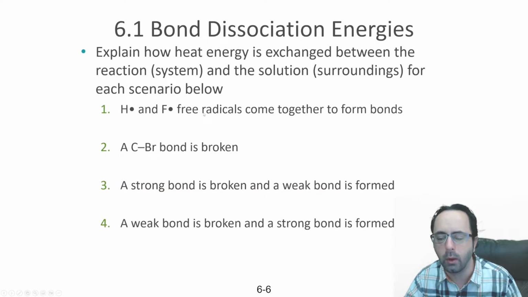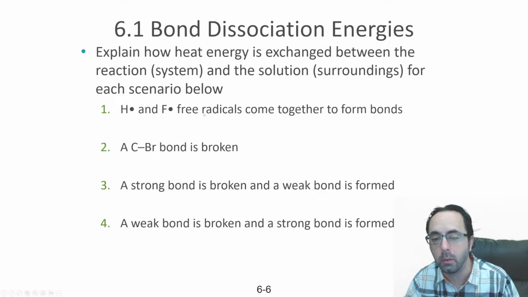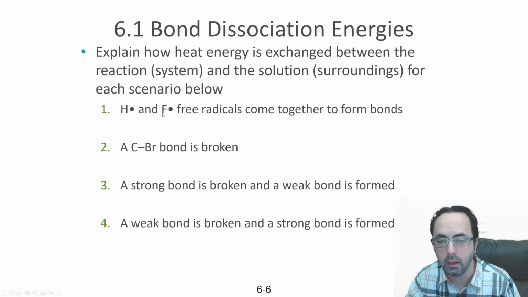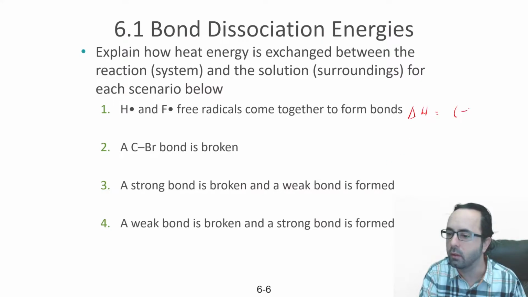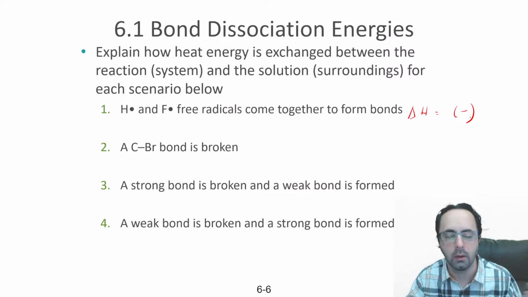But going the opposite way, and those atoms coming together, they will form a new lower energy molecular bonding orbital. Thus, energy will be released. So this is going to be delta H negative. Delta H negative. So negative is exothermic, release energy.